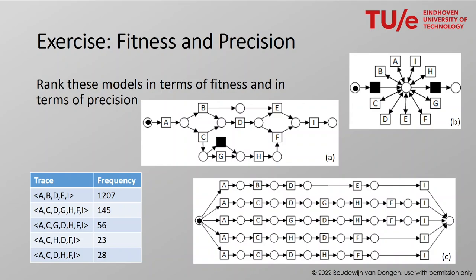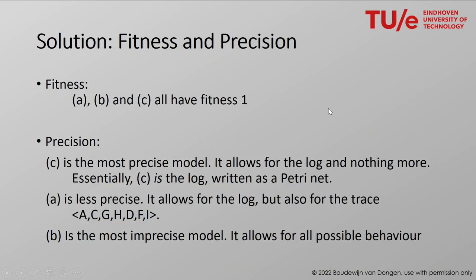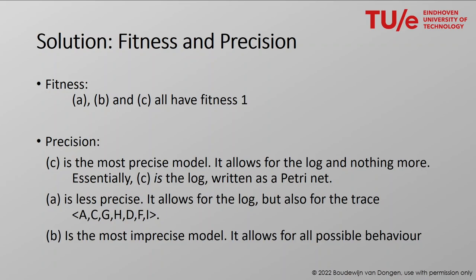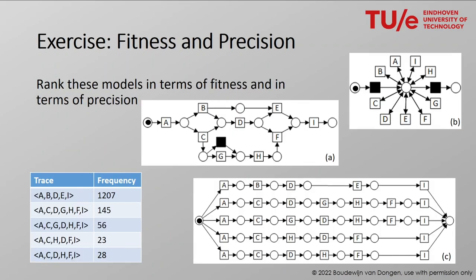All right. You're absolutely right. So all of these models have perfect fitness. So all have fitness one. So all of these three models can actually produce this event log. A is the model we've already seen a few times. B is the flower model, but now made into a workflow net using tau transitions. That remark was there yesterday. And C is just a translation of the event log into the trivial, perfectly fitting and perfectly precise model. It's completely useless to analyze, but it is perfectly fitting and precise. So C is definitely the most precise model, right? It's just the event log. A is a little bit less precise, and then B is completely imprecise.